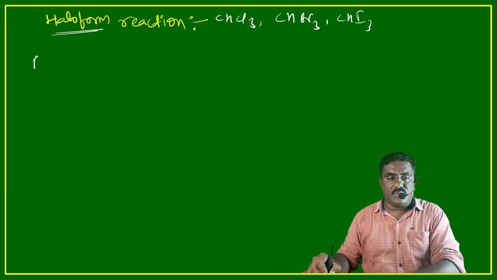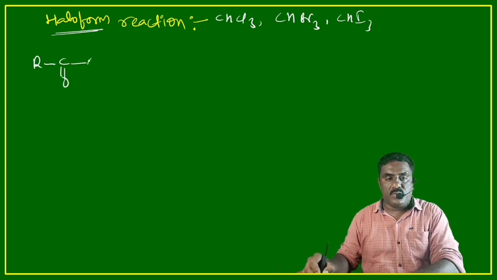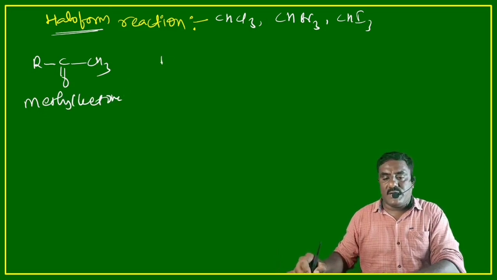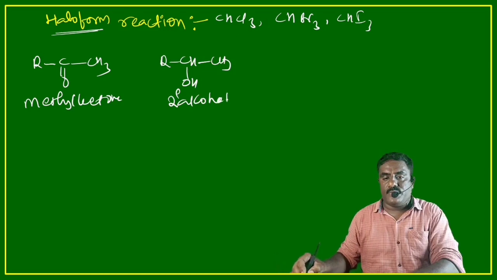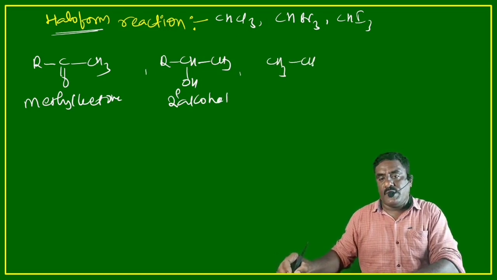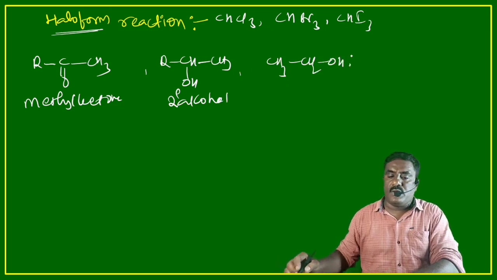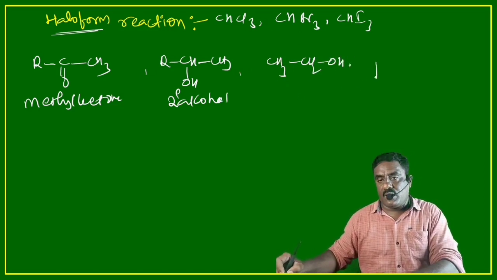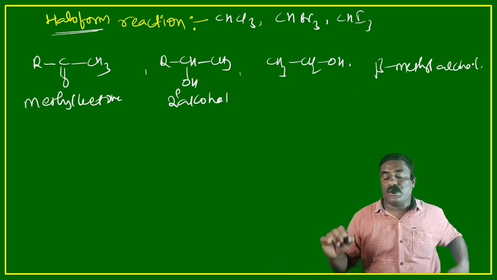So, which types of substances give the haloform reaction? Methyl ketones, C=O with CH3, and secondary alcohols CH3CH(OH)R, and ethanol, CH3CH2OH, and beta methyl alcohols give the haloform test or haloform reaction.